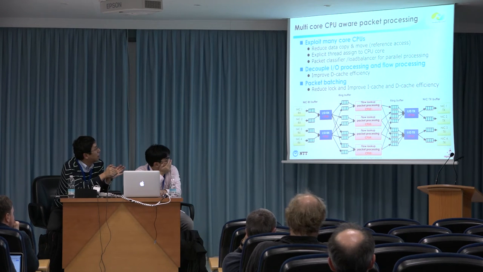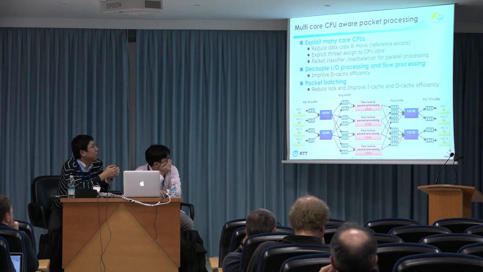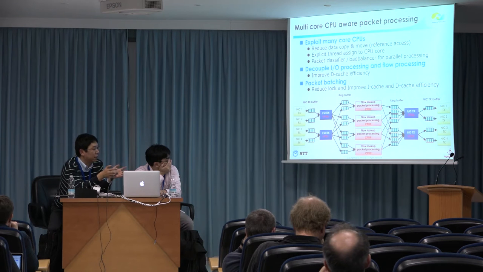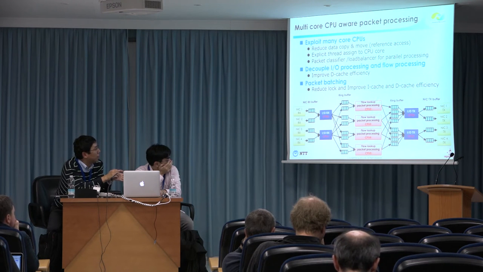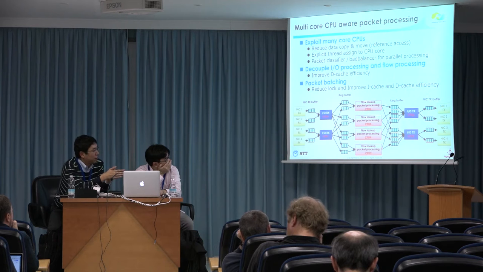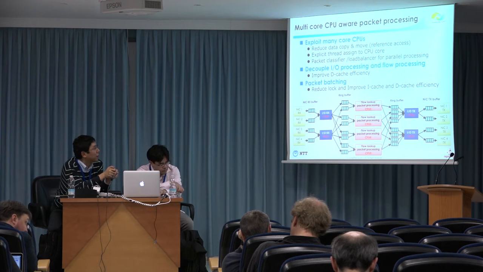And so to get better performance, we exploit many CPU cores to reduce data copy and move. And we can assign some worker threads to dedicated CPU cores. Also, we implement a kind of load balancing mechanism in the packet processing. And also, we try to get better performance using some techniques to improve cache efficiency for flow lookup and instructions.